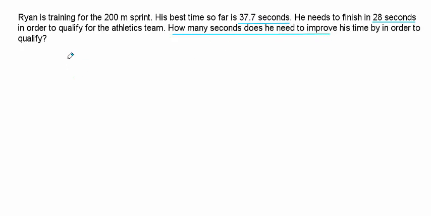to improve by 37.7 minus 28 seconds. And to do this subtraction, just in case you want to write it down, write down 37.7 and write down the other number just below it so that the decimal points are aligned. Now the question is, 28 doesn't seem to have a decimal point. If the number doesn't have a decimal point, it indicates that the decimal point is right at the end. You can always rewrite 28 as 28.0 and then do the subtraction.